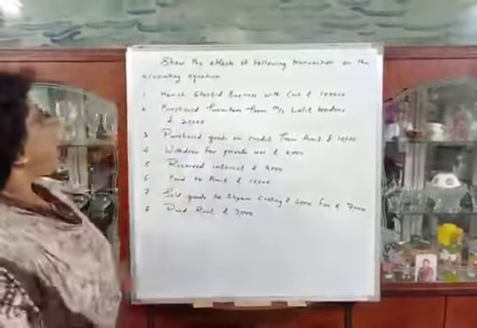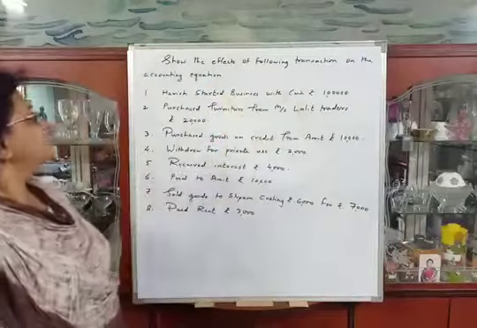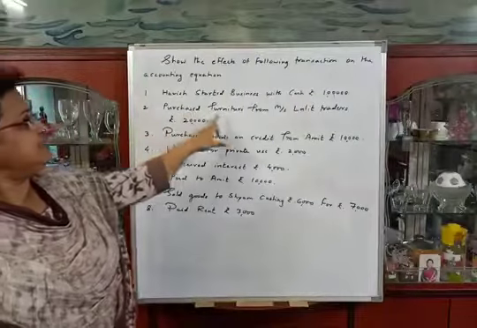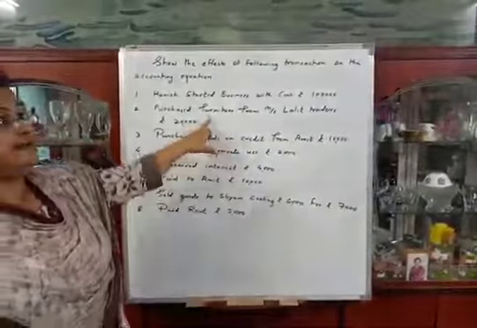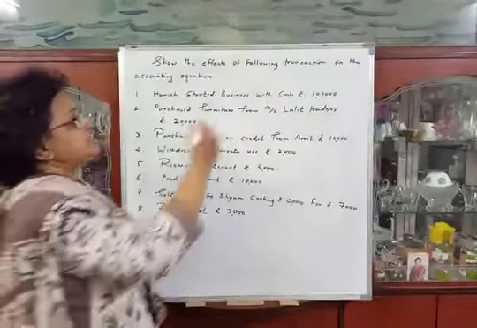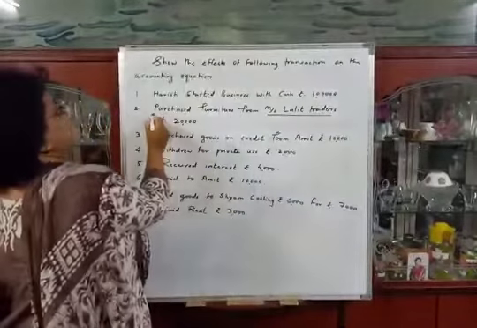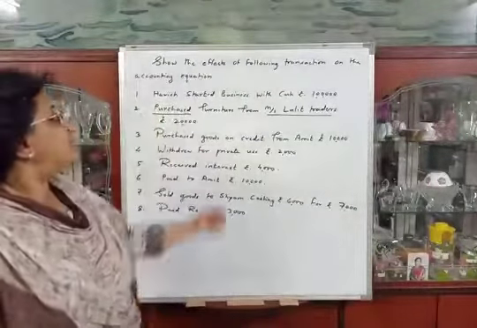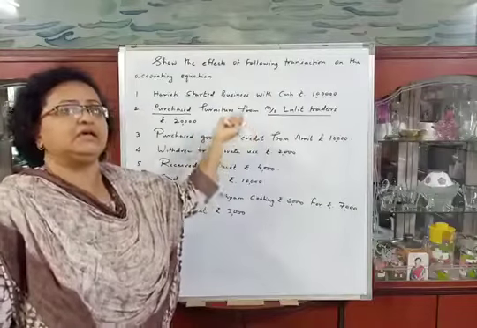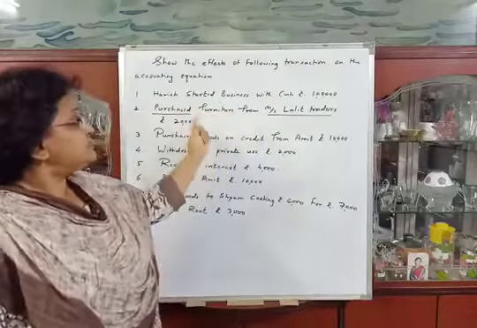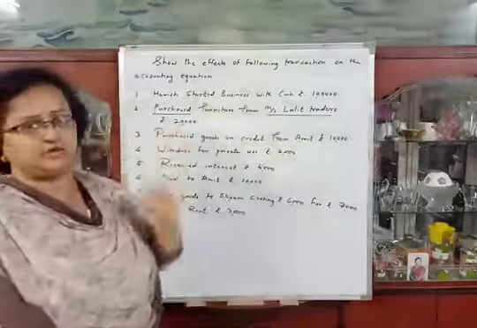Okay. First, Harish started business with cash rupees 10,000. Second, purchase furniture from Messrs Lalit Traders rupees 20,000. This is a credit transaction because the party's name is given in the transaction. The entry is of purchase and for cash. These words are not here. So this is a credit transaction. It means purchase furniture from Messrs Lalit Traders on credit worth rupees 20,000.